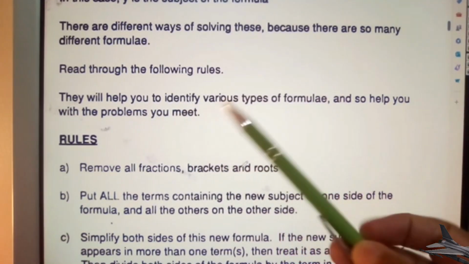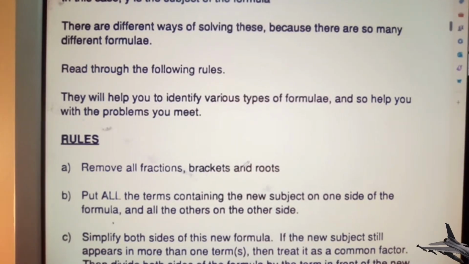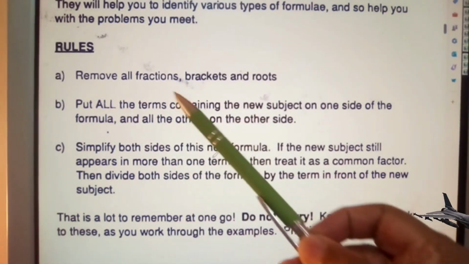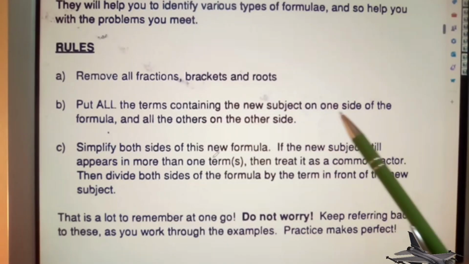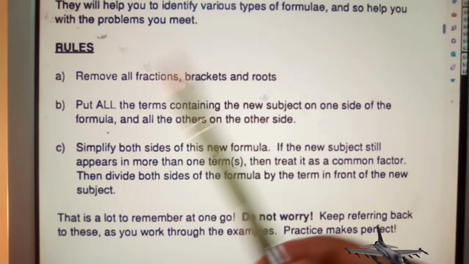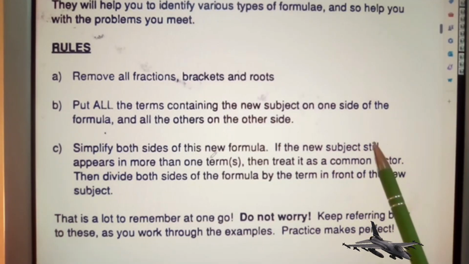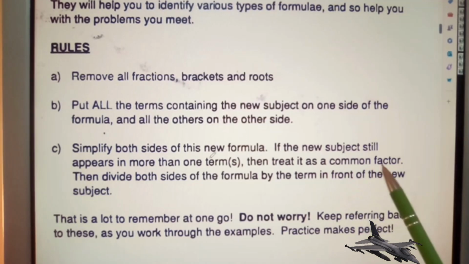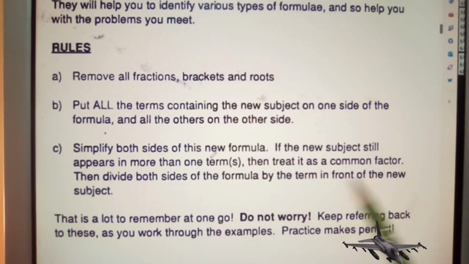They will help you to identify various types of formulae and so help you with the problems you meet. Rules. A. Remove all fractions, brackets and roots. B. Put all the terms containing the new subject on one side of the formula and all the others on the other side. C. Simplify both sides of this new formula. D. If the new subject still appears in more than one term, then treat it as a common factor. E. Then divide both sides of the formula by the term in front of the new subject.